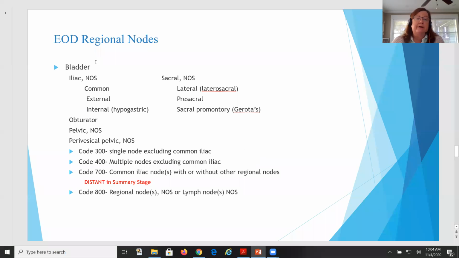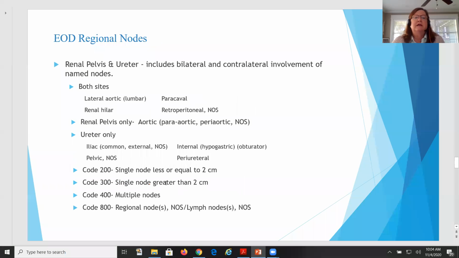300 for bladder, 300 for a single node, excluding common iliac, 400 for multiple nodes, excluding common iliac, and 700 is your code that includes the common iliacs with or without other regional nodes. Now notice that common iliac is regional for EOD, but distant for summary stage.